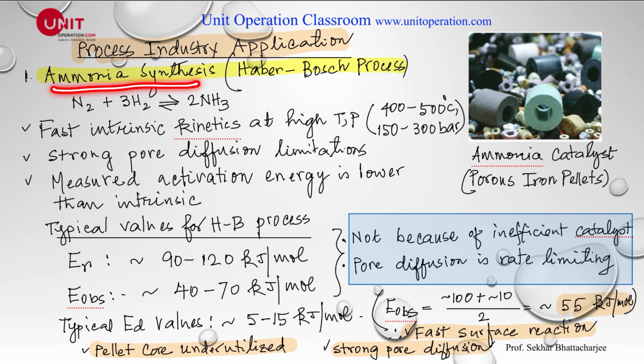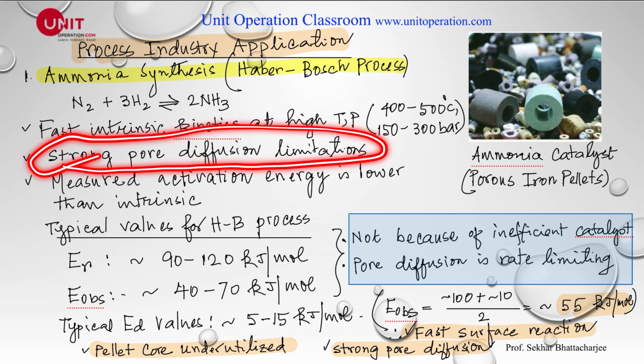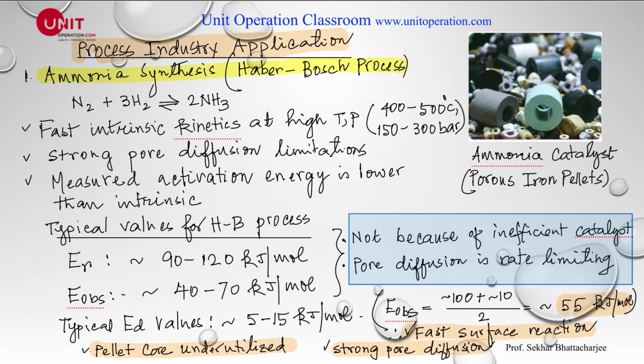Let's look at ammonia synthesis, one of the very highly important industrial processes, the Haber-Bosch process. This, of course, we know as a reaction. Under the conditions of high temperature and pressure utilized for this process, we have a very fast intrinsic kinetics. But the pore diffusion is much slower compared to this one. So this inhibits and lowers down the observed overall reaction kinetics. So the measured activation energy is much lower than the intrinsic.